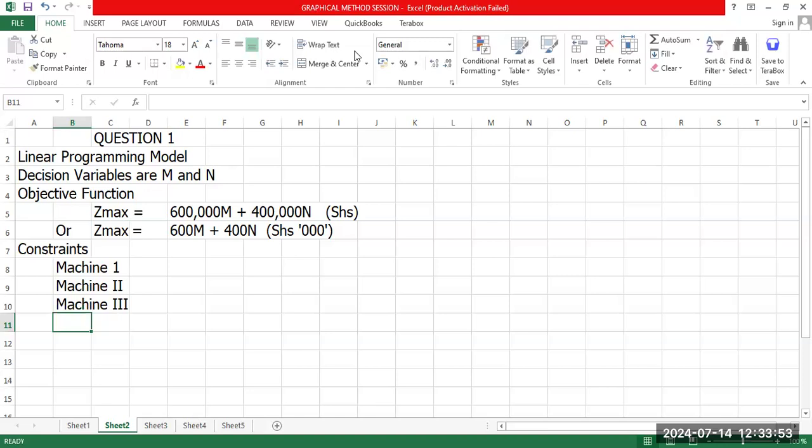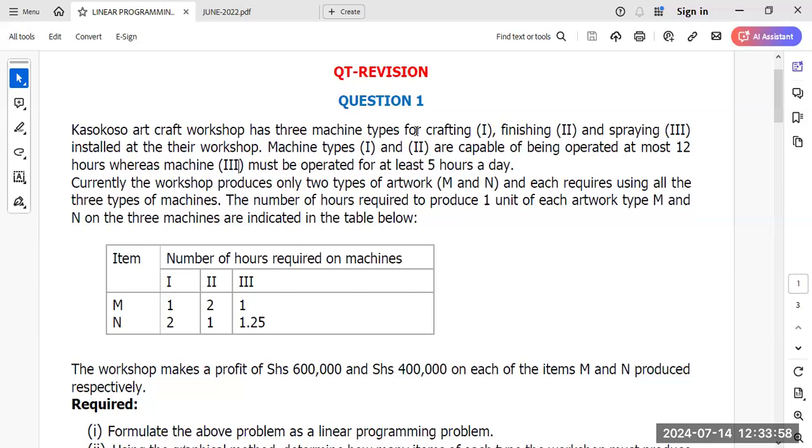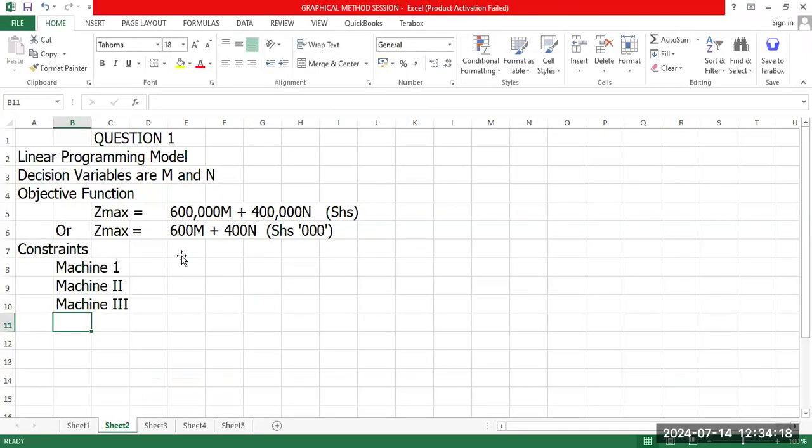But when you observe clearly, these machine types are rated for: the first one is for crafting, the second one is for finishing, the third one is for what? For spraying. So that one should also be in your mind. Now they are telling us that these constraints affect all our decision variables, and our decision variables are only m and n.